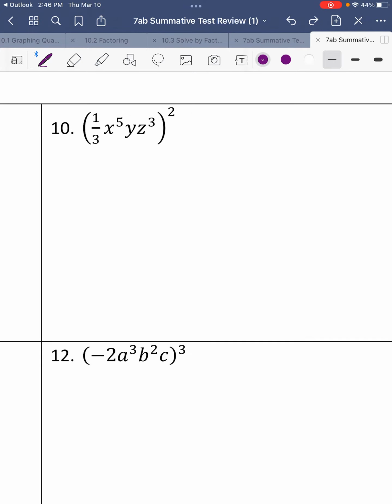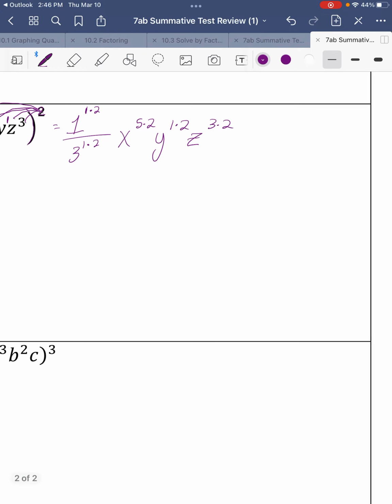All right, next problem. So now we have a fraction. When you're raising exponents to another exponent, like 2 here, you are distributing and multiplying. So it's going to be 1 raised to the 1 over 2, 3 to the 1 over 2. So that exponent 2 is going to get distributed to both the numerator and denominator. It's going to get distributed to the 5, so that's going to be x to the 5 times 2. The y is to the first power, so it's going to be 1 times 2. And z to the 3 times 2.